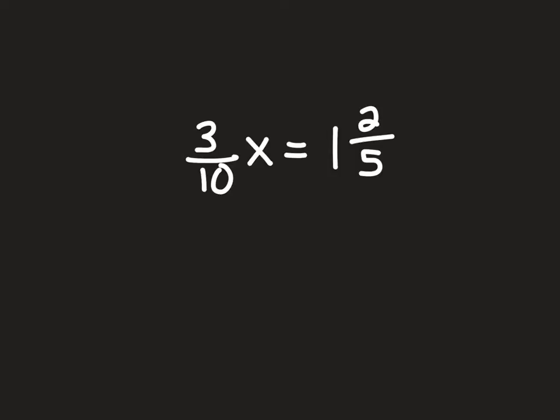3/10 x equals 1 2/5. This is a one-step multiplication equation. My goal is to find the value of this variable, to isolate it, to get it by itself. 3/10 is being multiplied to x.